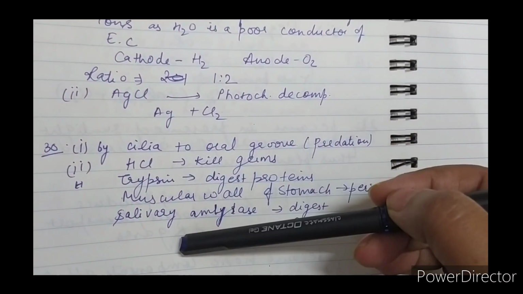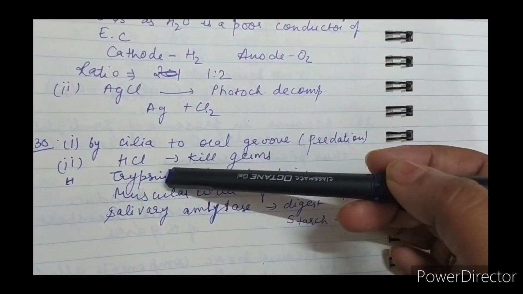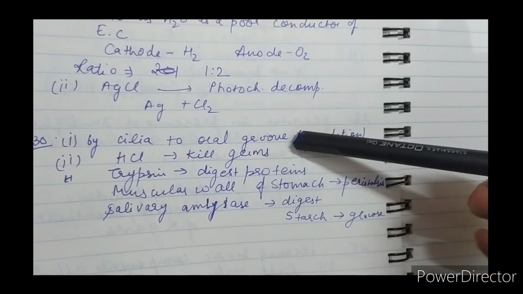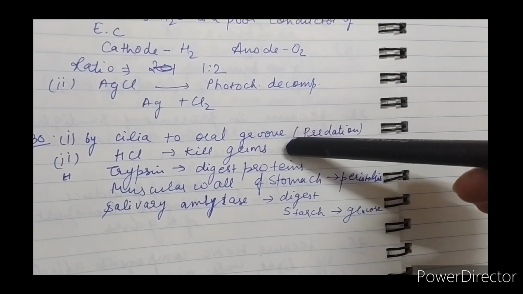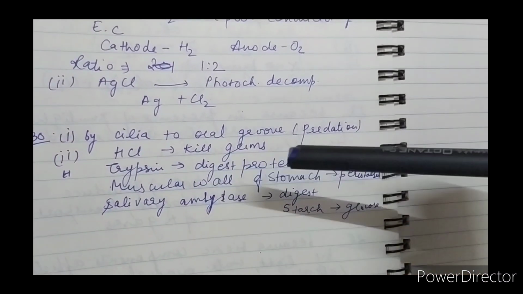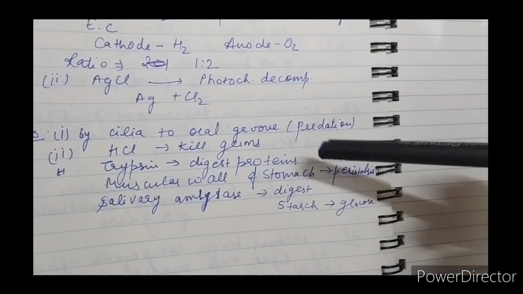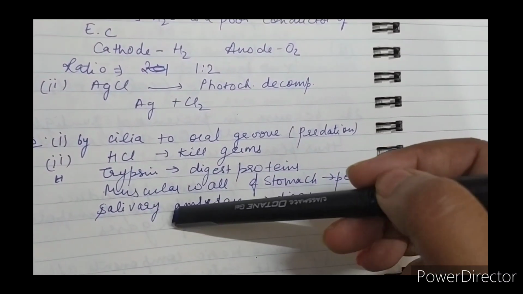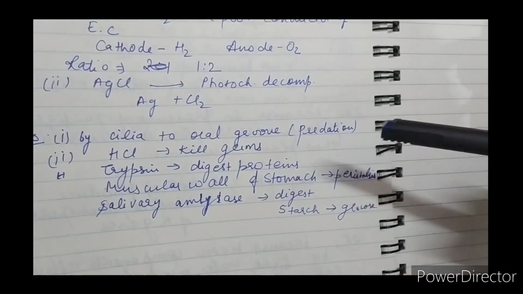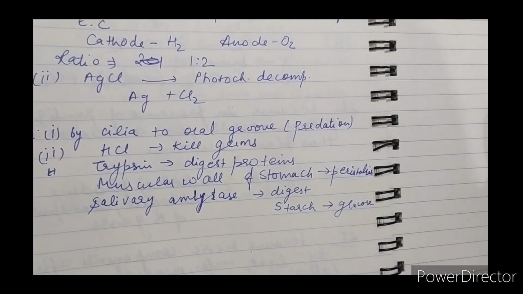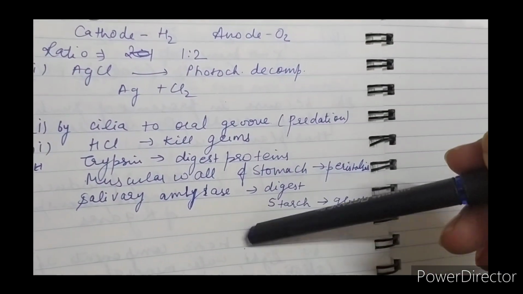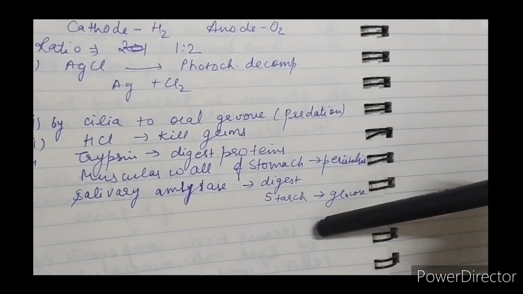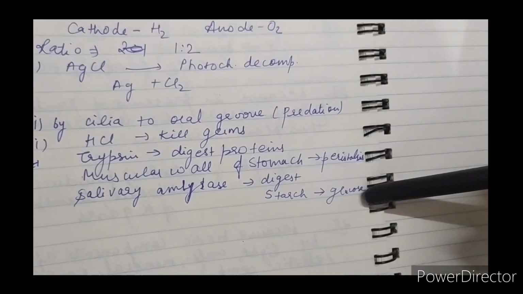Next, four functions have been asked of HCl in the digestive system. So HCl in the stomach kills the germs which enter along with the food in our body. Trypsin helps in digesting protein into simpler amino acids. Muscular walls of the stomach help in peristalsis and moving the food forward into the small intestine. And salivary amylase, also called ptyalin, is present in the mouth and digests the complex starch into simpler glucose molecules.